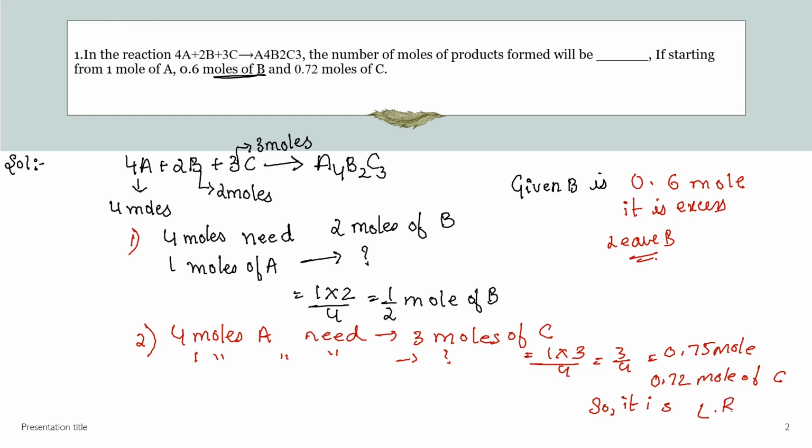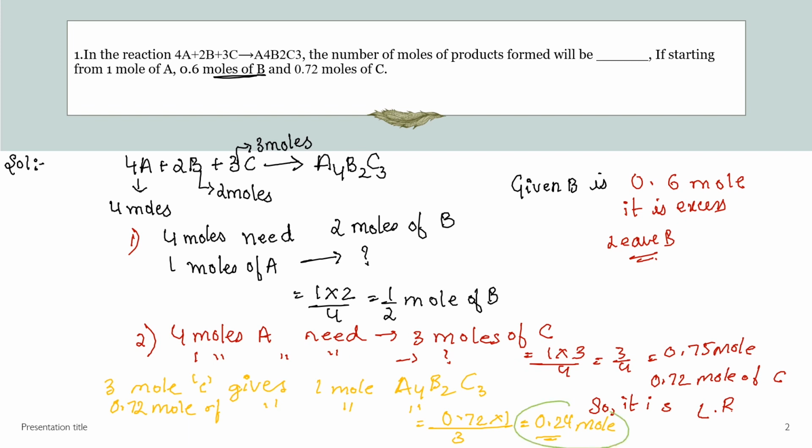So 3 moles of C gives 1 mole of A4B2C3. So if 0.72 mole of C is given, how much A4B2C3 is obtained? By calculating, 0.72 into 1 by 3 gives you 0.24 mole, and the answer is 0.24 mole.